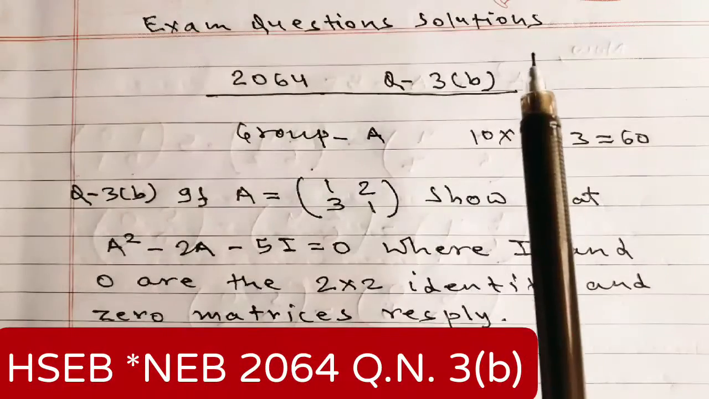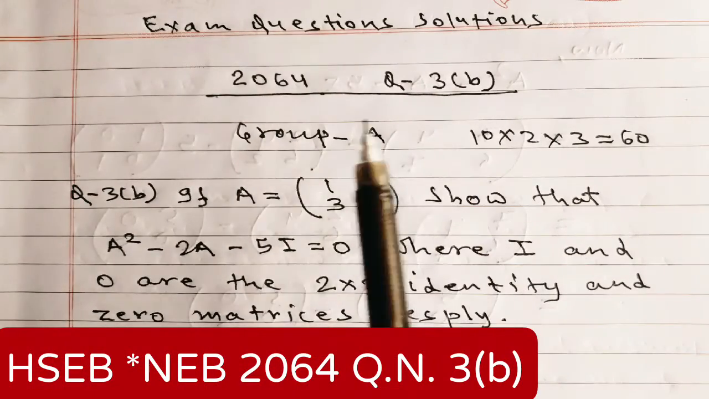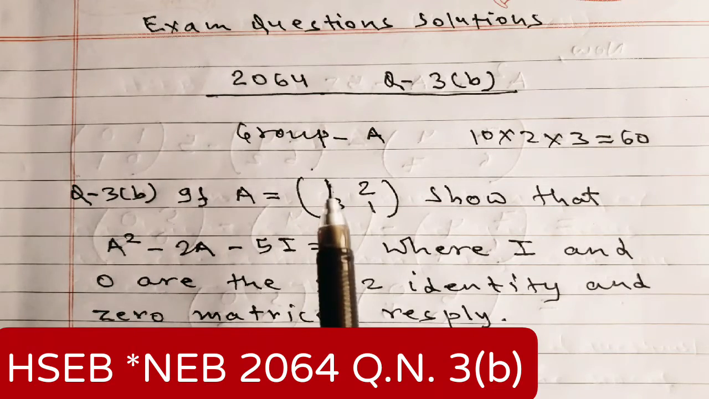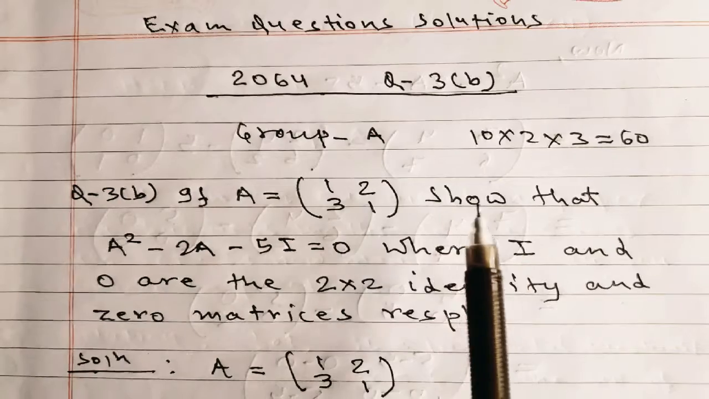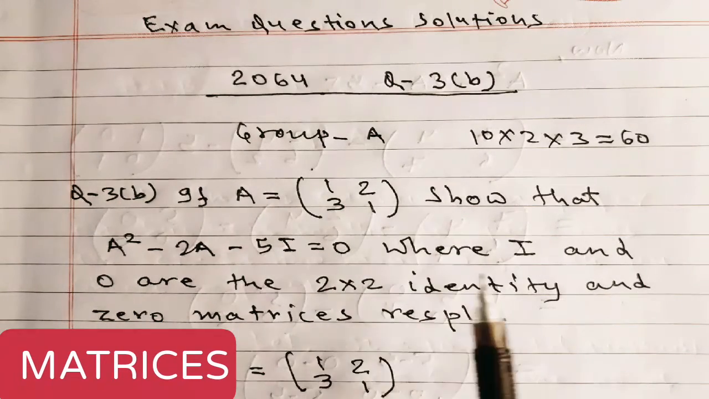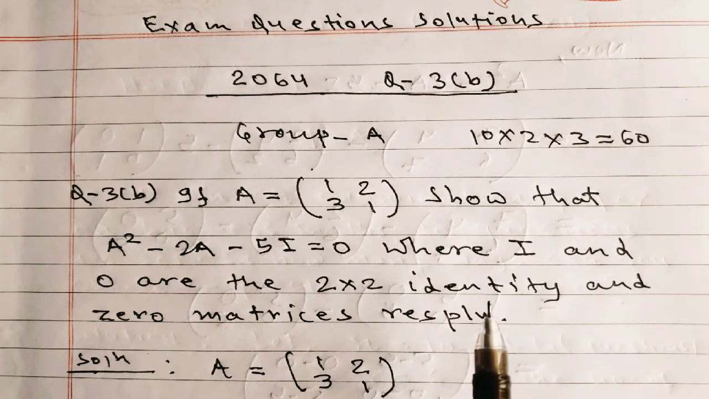HSEB 2064, question number 3B, Group A. If matrix A is equal to [1, 3; 2, 1], show that A square minus 2A minus 5I is equal to 0, where I and 0 are the 2 by 2 identity and zero matrices respectively.